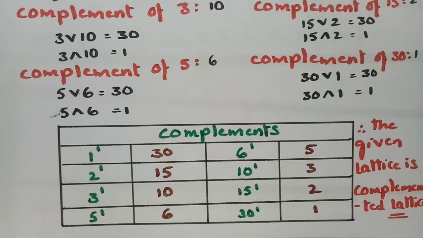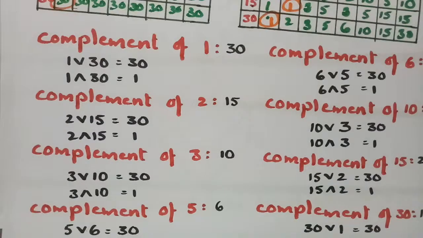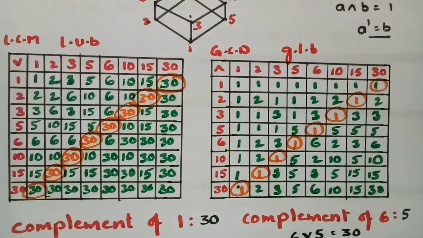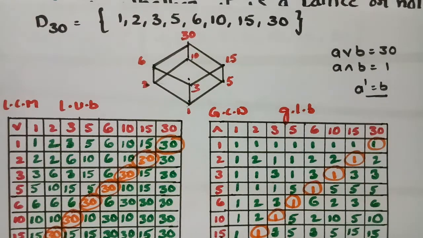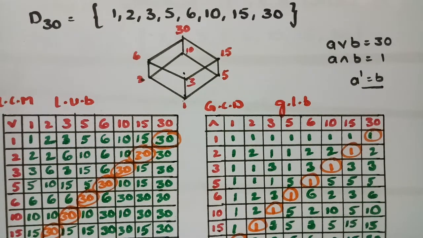Please go through this video once again if you don't understand, but this is the easiest process of getting each and every complement every time. This is the composition table, this is the Hasse diagram. These are all the divisors of 30, and it is so simple.